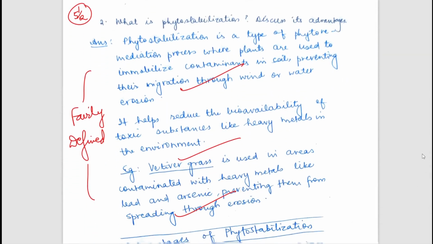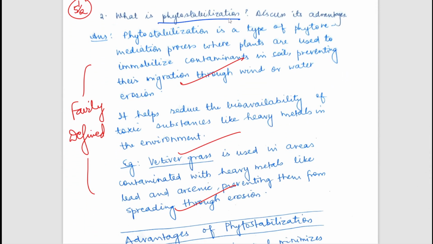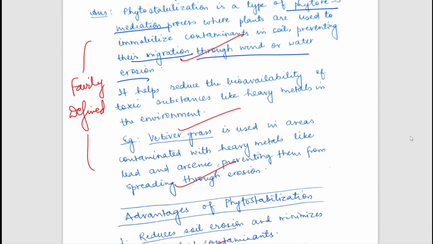The next question is, what is phytostabilization, and we have to discuss its advantages. Phytostabilization is a type of phytoremediation process where plants are used to immobilize contaminants in the soil, preventing their migration through wind or water erosion. Phyto means plant, and what it does is stabilize certain kinds of contaminants present in soil so that they cannot spread or move from one place to another and cause problems at another place. Examples have been mentioned.